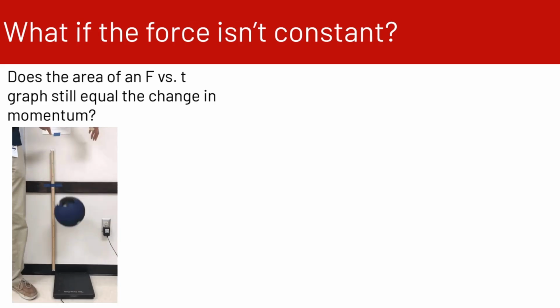All right, so what if the force isn't constant? In the last graph, we saw a constant force, just a graph with a big rectangle. In this situation, we've got a weighted ball dropping onto a force sensor. The ball drops, hits the force sensor, and then rebounds up.